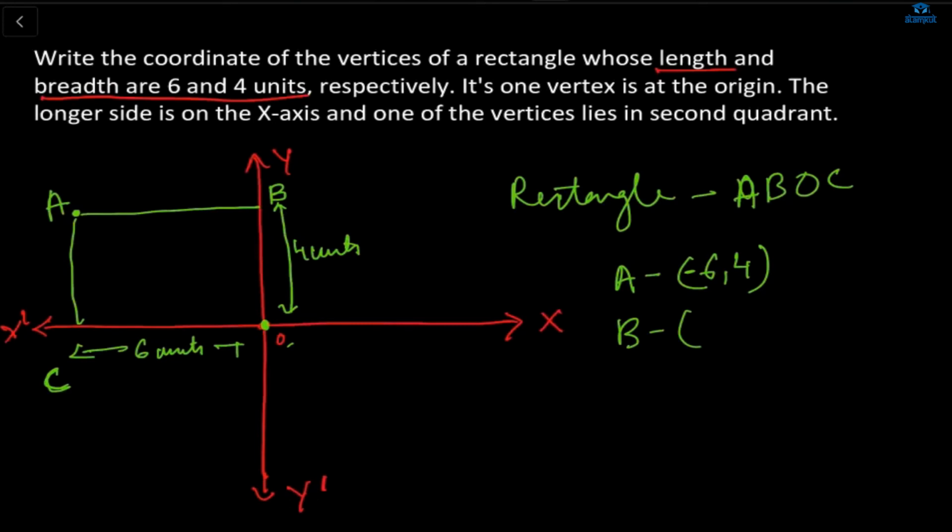B point is on the y-axis, so it will be 0 and 4 units. O point will be the origin, so it will be 0, 0. And C point is on your x-axis, so it will be -6, 0. Understood? Any doubt here?